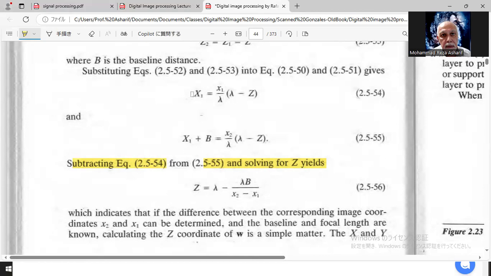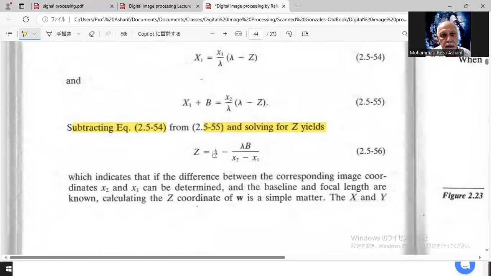And you don't need the large X1, which is the world coordinate. Just with respect to lambda, the focal distance, baseline B, and the image 1 and image 2 x coordinates. So Z is this. This is a very important formula here. Z is lambda minus lambda B over x2 minus x1. So the important thing is to find what we see from image 1, x1, and what we see in the image coordinate x2, camera number 2, and the difference between these two x, and lambda the focal distance and the baseline distance.